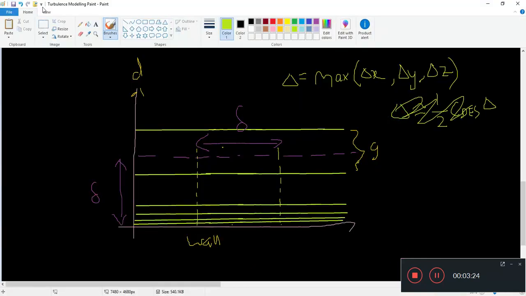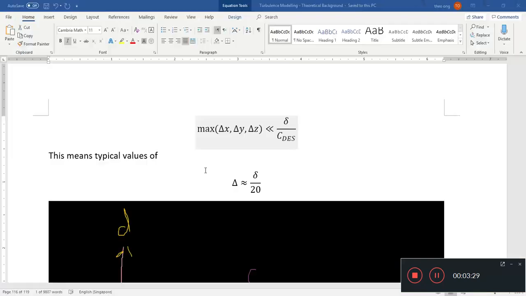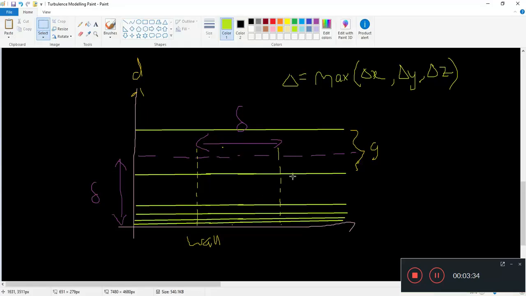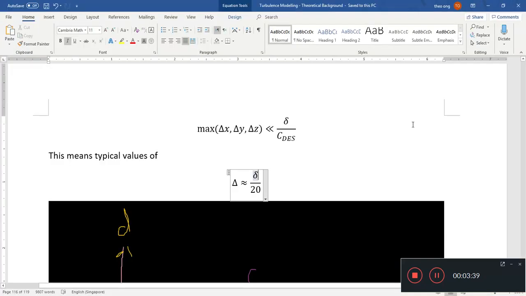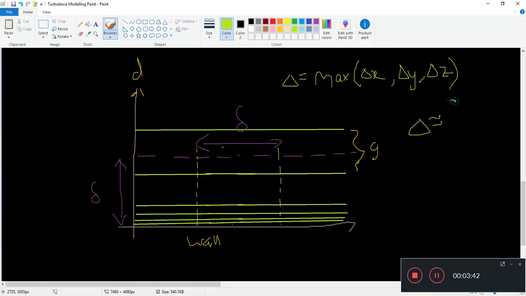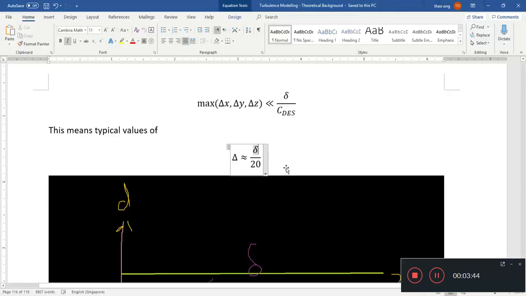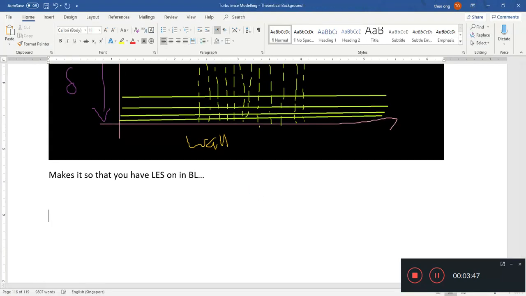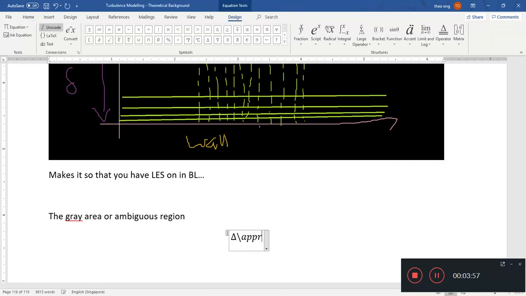So let me erase that. Remember, to switch LES on, you have this. You want to switch LES on in all of the turbulent boundary layer, you have this. And if you were to have this delta, for example, equal to delta over 2, this is where you have the gray area, or ambiguous region. Delta maybe somewhere between, about 2, for example.